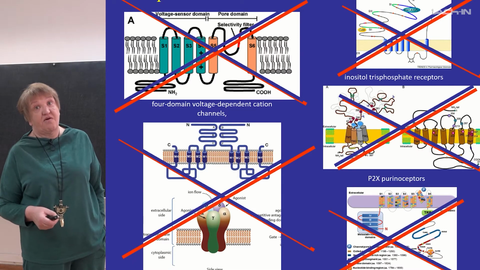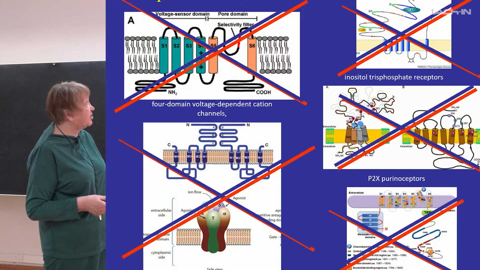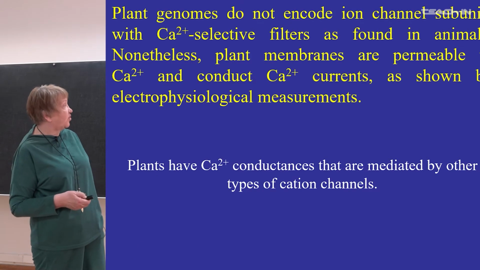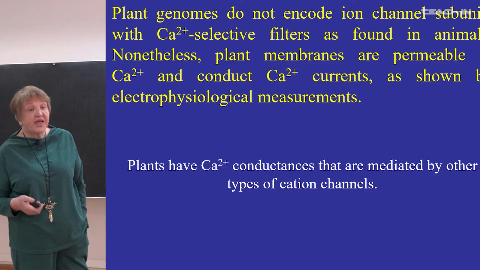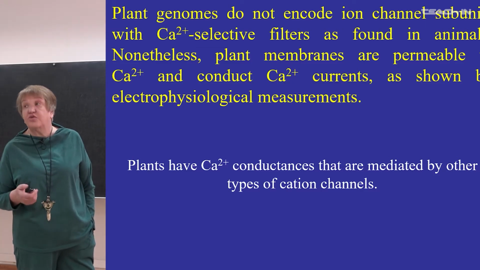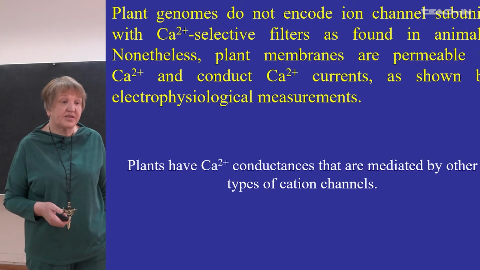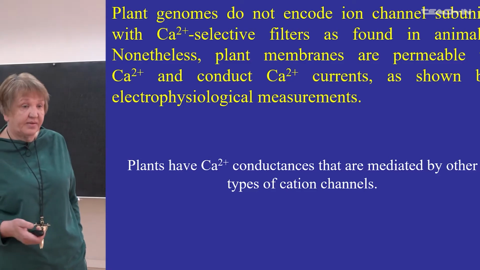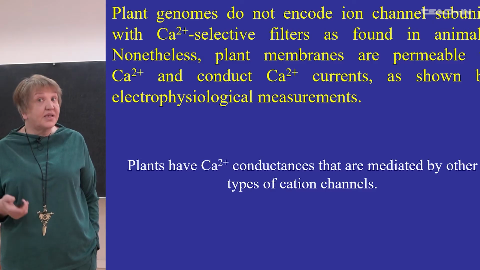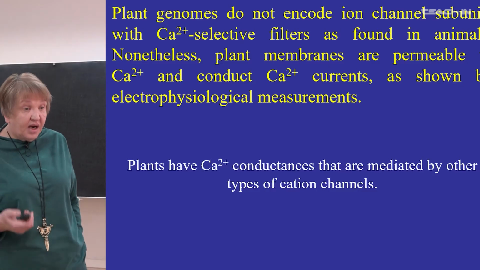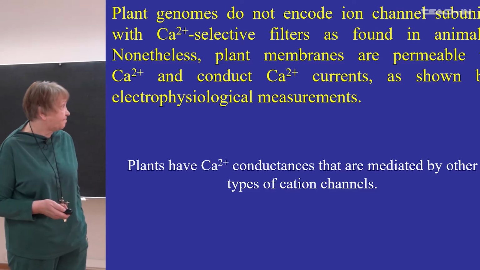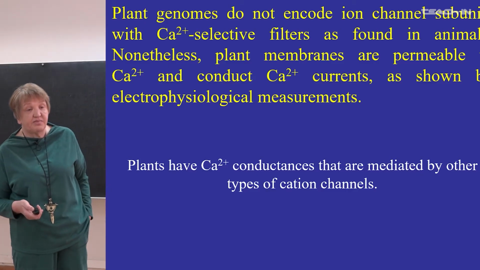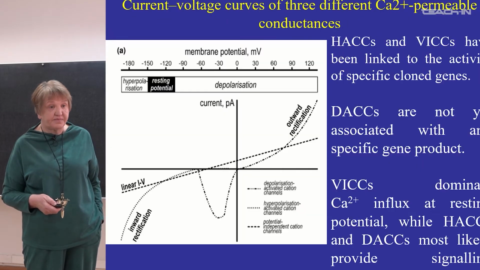And the mystery of calcium channels in plants is something people have tried to resolve for a long time. But the fact is that plant genomes do not encode ion channel subunits with calcium selective filters, as found in animals, exactly. Although the plant cell membranes are permeable to calcium currents. So plants have calcium conductances that are mediated by other types of cation channels.